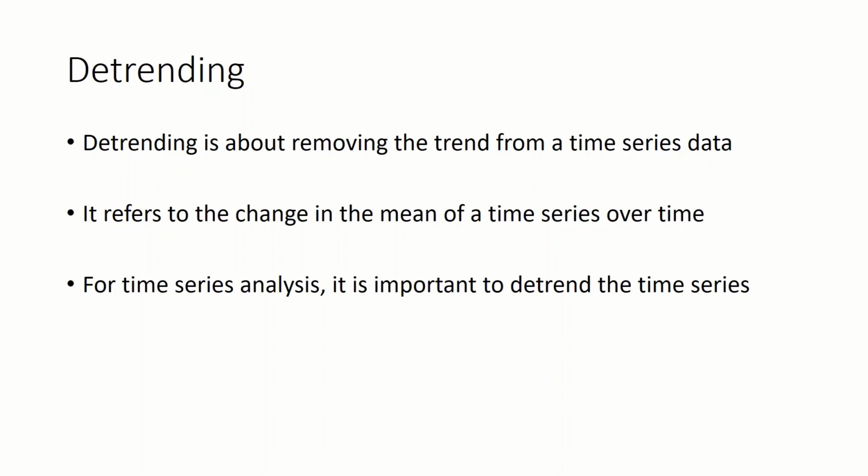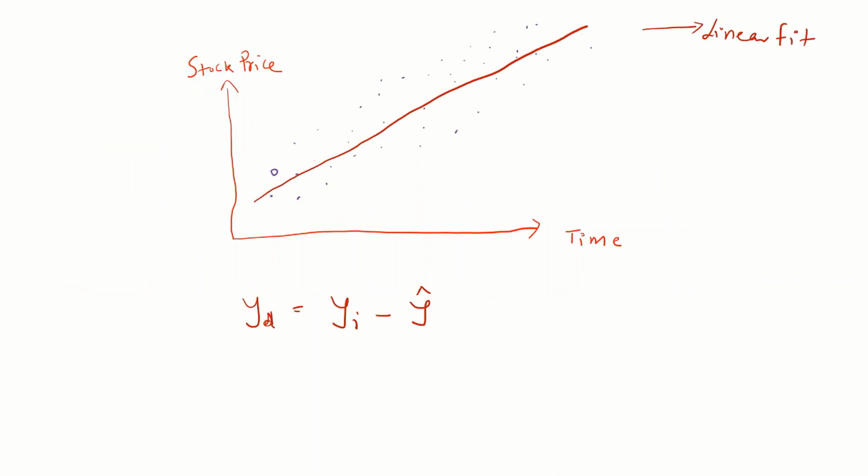Let's first take an example to understand what detrending is. Here is this example. We have stock price on the y-axis and time on the x-axis, and as you can see, we see a linear trend, right? The mean is changing over time. The mean is increasing steadily.